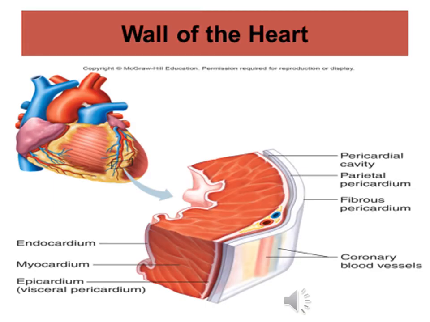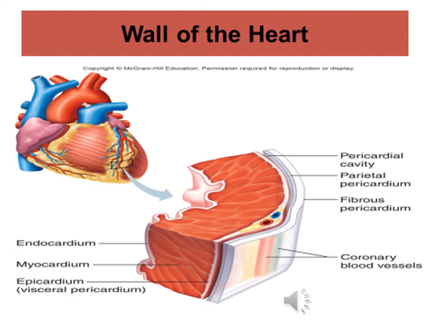Here we can see the wall of the heart as well as the coverings of the heart. So the heart is covered by the pericardium, and the pericardium is actually subdivided into a fibrous pericardium, which is the outermost layer, and it surrounds the visceral and parietal pericardium, otherwise known as the serous pericardium. Now, if you'll remember, the serous membranes are divided into visceral, which covers the actual organ itself, and the parietal, which lines the pericardial cavity. So remember, visceral and parietal.